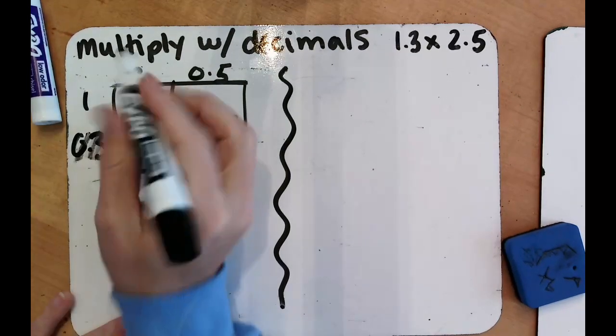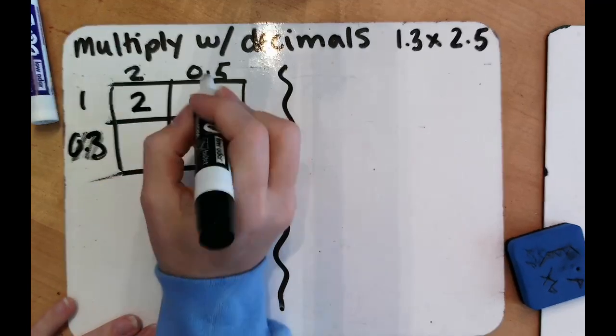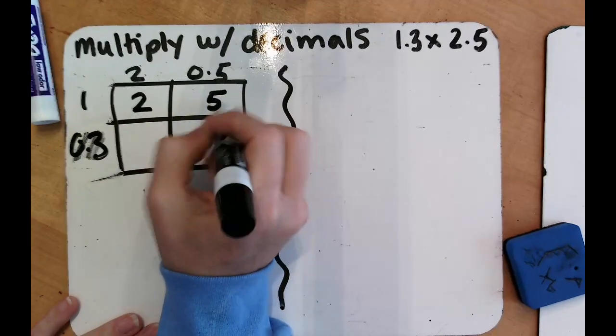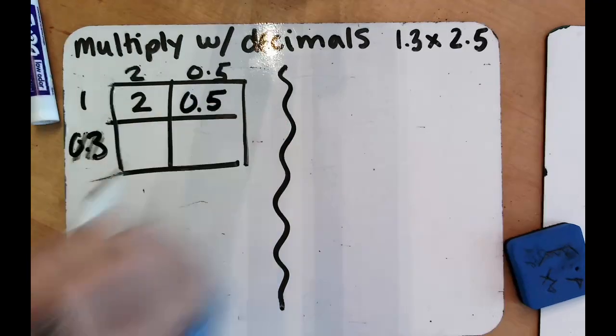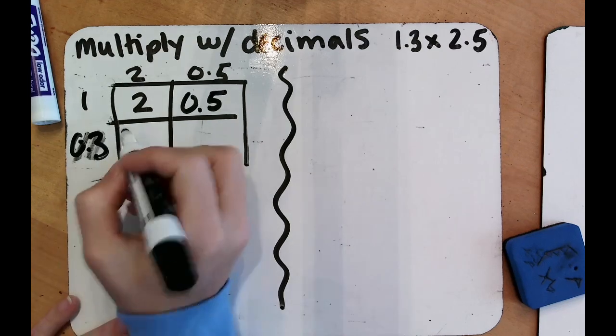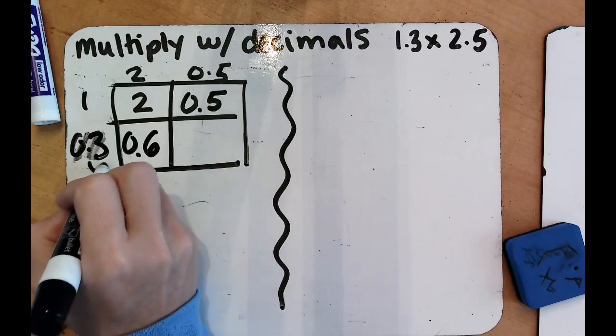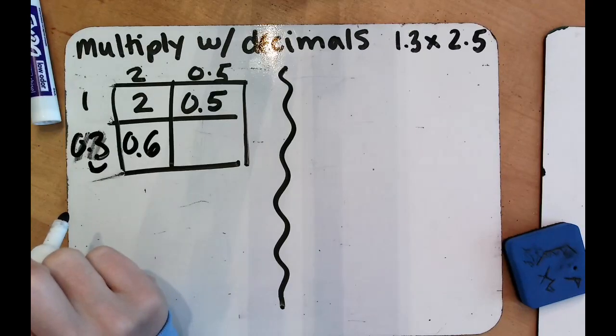Okay, so 1 times 2 is 2. 1 times 5 is 5. But because we know the power of place values here, we need to shift and bring in a decimal there. All right, we have 0.3 times 2, so that's 3 times 2 is 6, with the power of our place value. We're 1 place value behind the decimal.